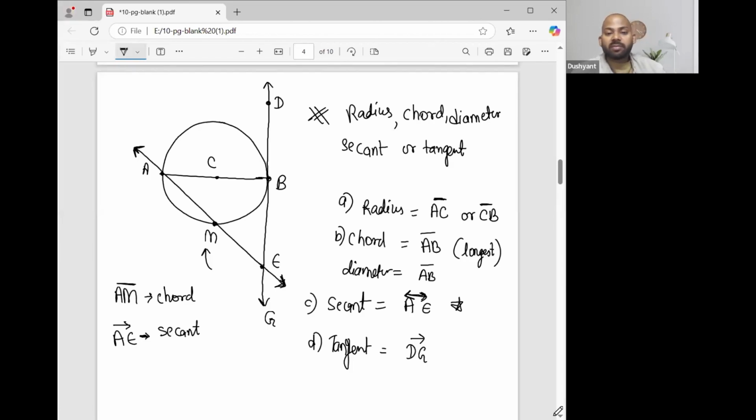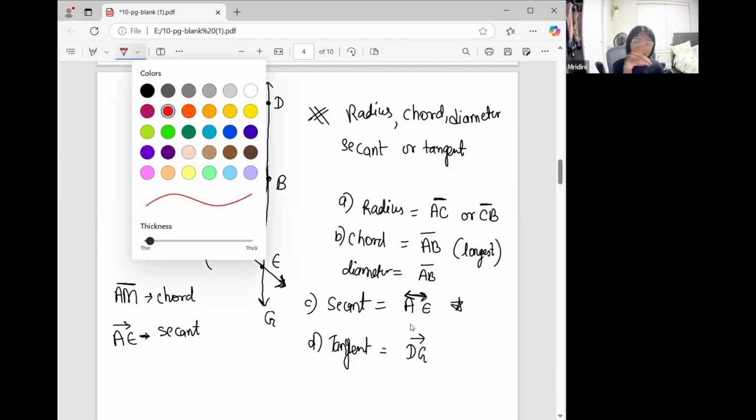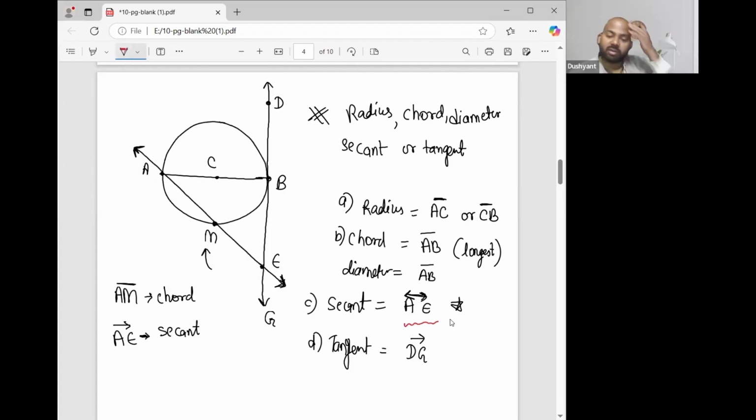Is it clear? For the secant, please keep in mind, a ray has just one direction only. If we have two arrows, that means it's a line. For the tangent also, you can take a double arrow, that means line and ray. That's not the issue. And this is just a line segment, from B to E.